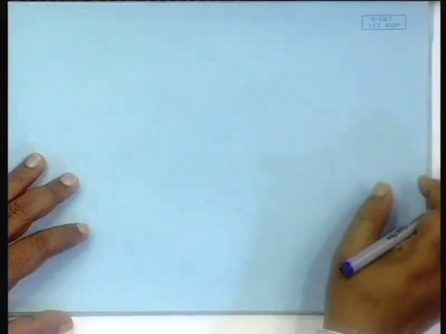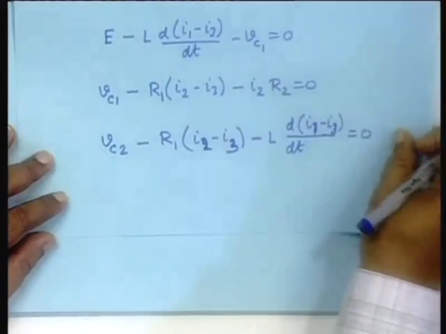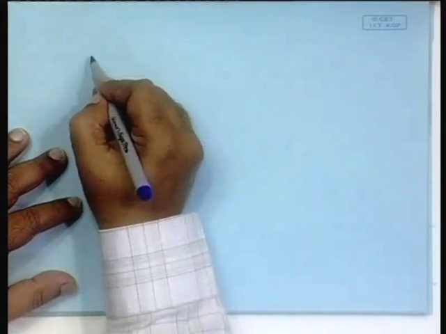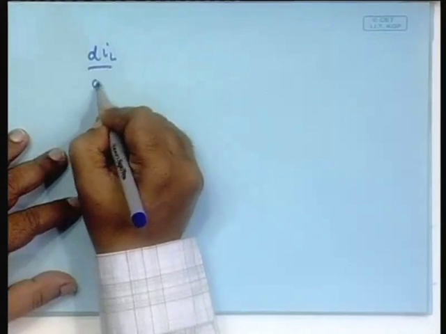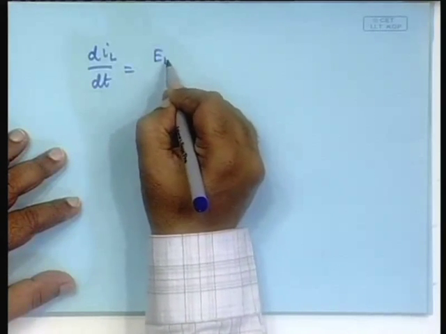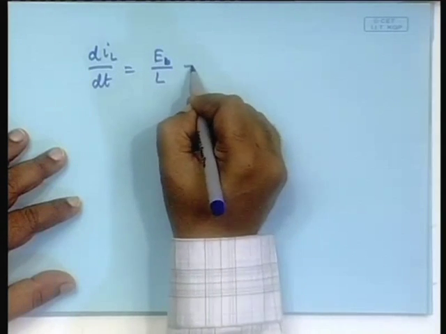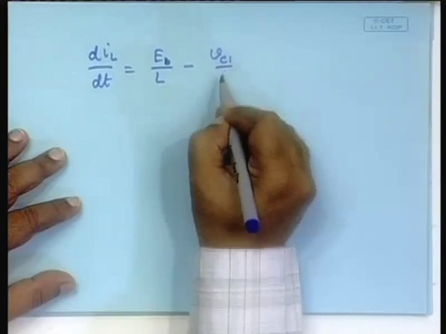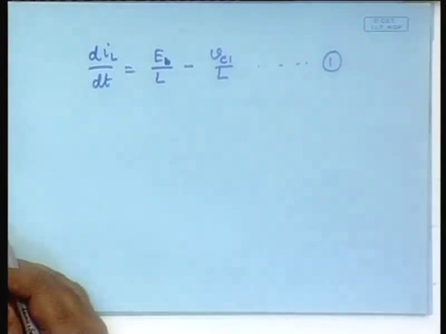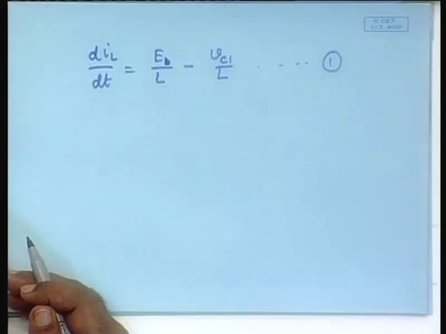Now, fine. So, we have written down the equations. Ultimately, we need to obtain the differential equation in terms of IL. So, just substitute it here, we get dIL dt is equal to E by L minus Vc1 by L. One equation done, from the first.